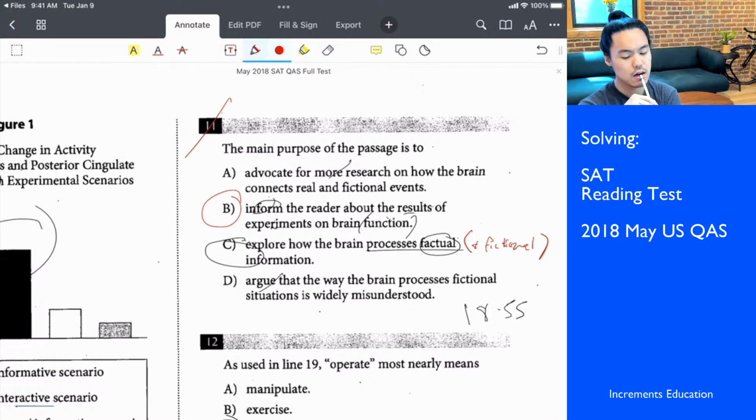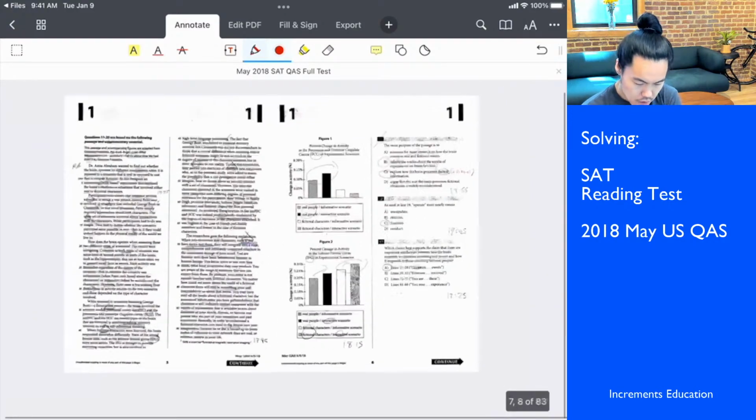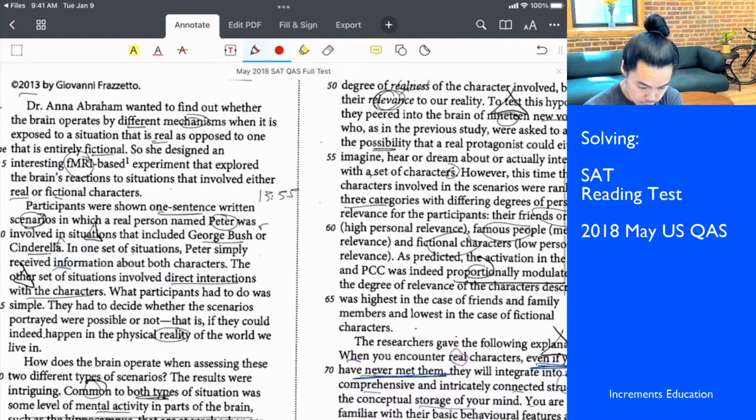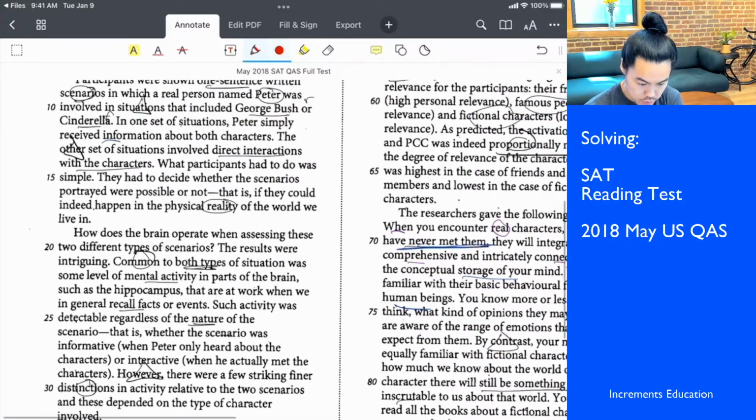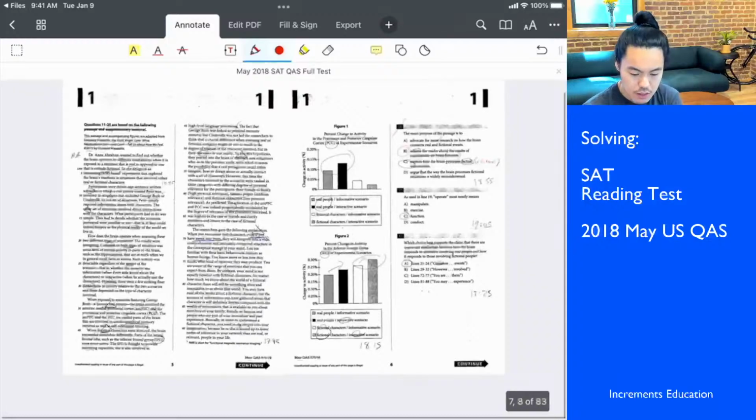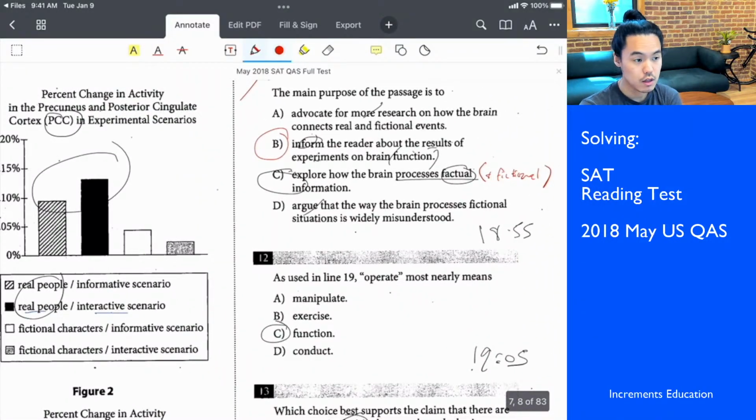Inform the reader about the results of experiments on the brain. I guess explore, if we put some pressure on explore, but it's explored through these experiments, so I don't think it's... Hang on, let me just double check. Are we not talking about processing factual information? How does the brain operate when assessing these two fictional and real situations? So I think most of you guys would have chosen B because you saw factual and you would have been like, oh my God, of course it's talking about factual and fictional. I think that's the simpler way of thinking. And I was going through a more complicated way of thinking, one that ended up harming me.